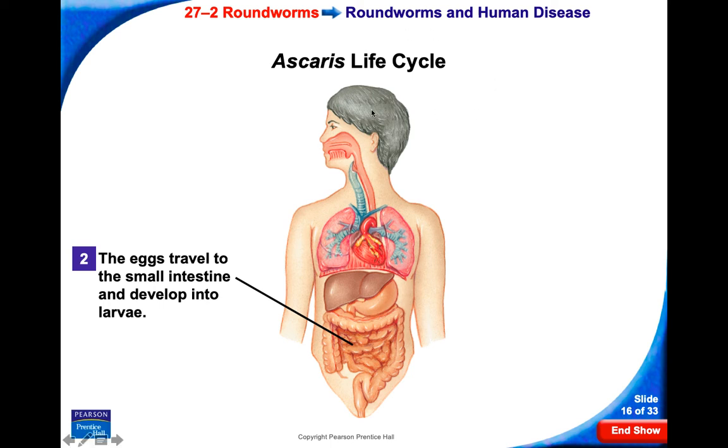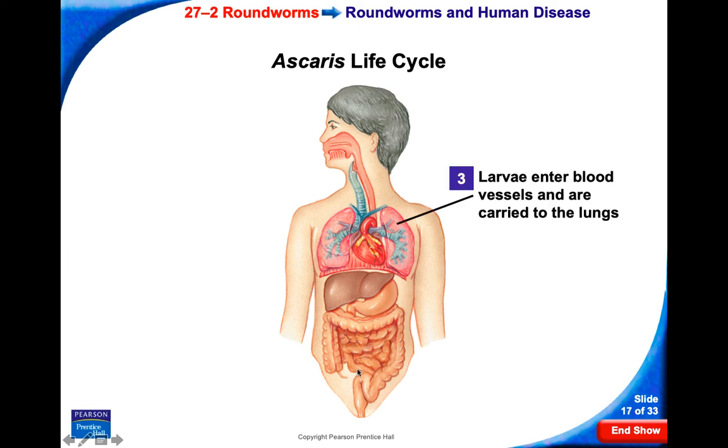Okay, and these eggs will then travel down the esophagus, down the stomach, and make their way to the intestines. In the intestines, they'll develop into larvae, which are just baby Ascaris worms. Okay, these larvae then enter the blood vessels.